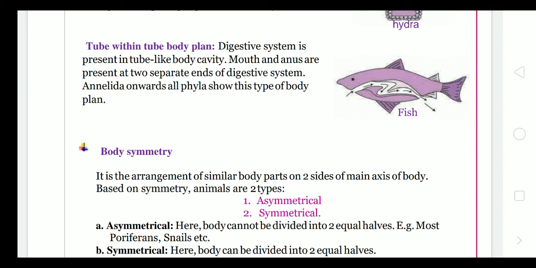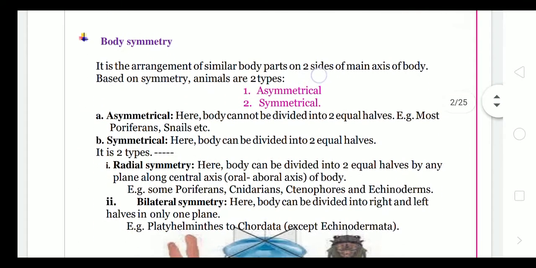Tube within tube body plan: the digestive system is present in a tube-like body cavity, like ours, where two separate ends, the mouth and anus, are present. Food enters from one point and exits from the other. Annelida and all the phyla onwards show this type of body plan.